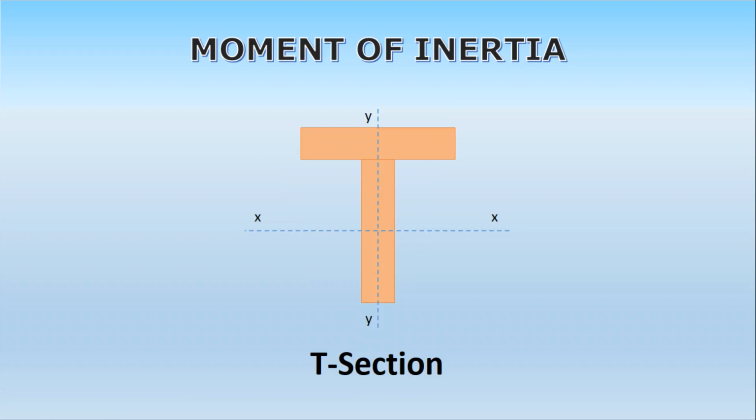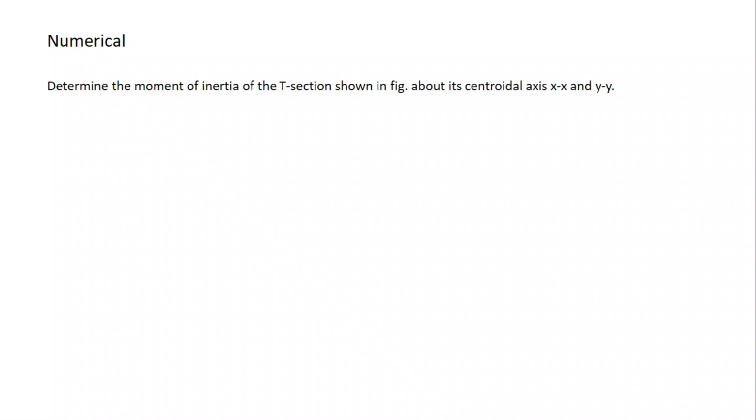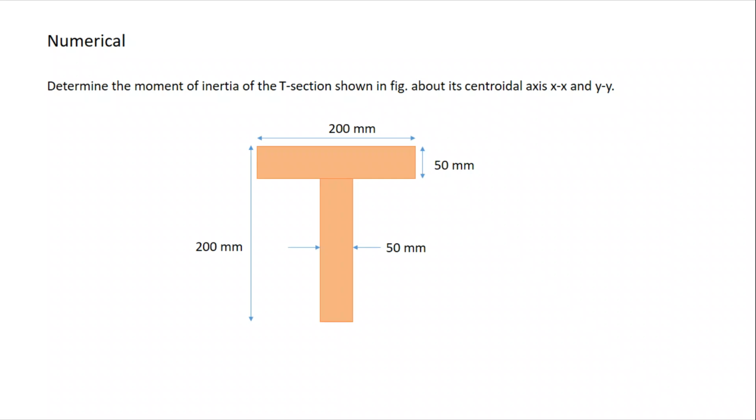We will see the moment of inertia of a T section. So, numerical: determine the moment of inertia of the T section shown in the figure about its centroidal x-x axis and y-y axis. So this is the figure.